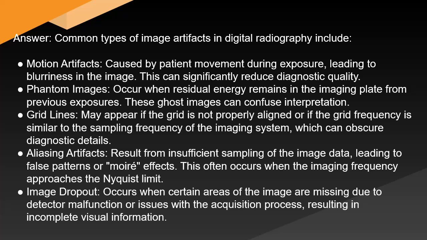Grid lines may appear if the grid is not properly aligned or if the grid frequency is similar to the sampling frequency of the imaging system, which can obscure diagnostic details. Aliasing artifacts result from insufficient sampling of the image data, leading to false patterns or wow effects. This often occurs when the imaging frequency approaches the Nyquist limit. Image dropout occurs when certain areas of the image are missing due to detector malfunction or issues with the acquisition process, resulting in incomplete visual information.